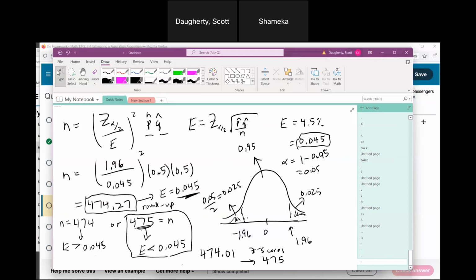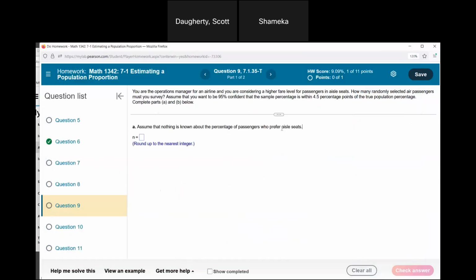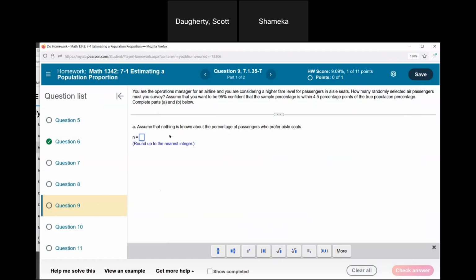Okay, so let's go to the problem. What did we decide it was? 475. So notice in part A, it says, assume that nothing is known about the percentage of passengers who prefer aisle seats. So we don't know, in other words, we don't know p hat or q hat because there's no previous study. Okay.